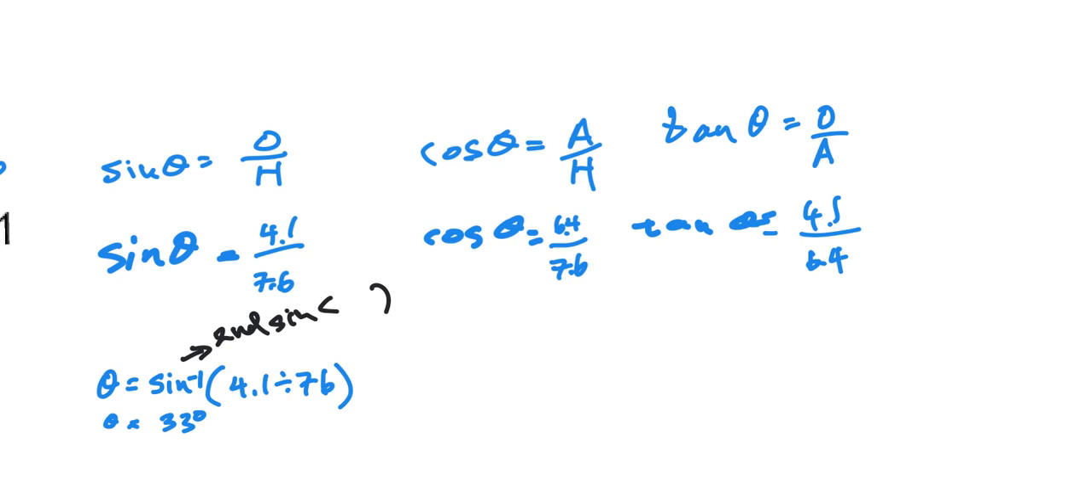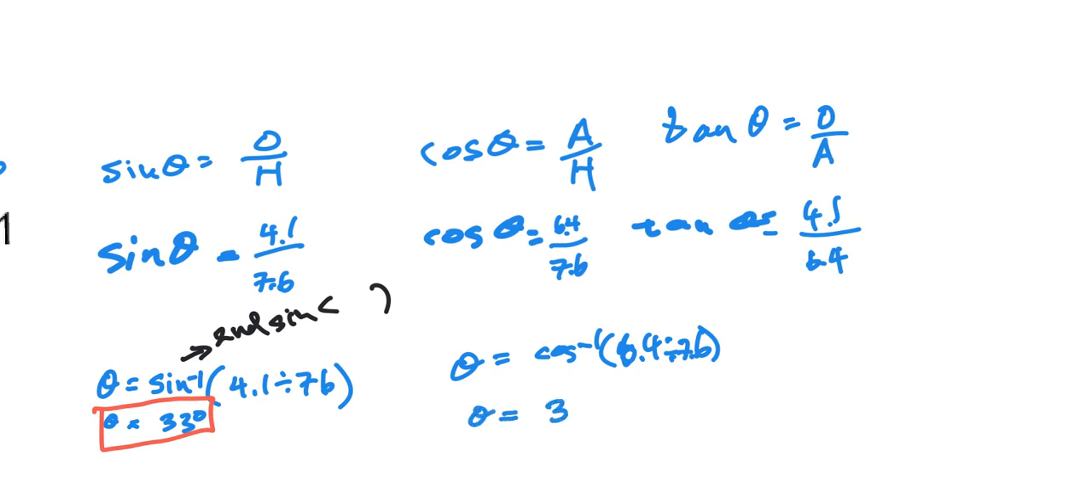We can do the same thing for cosine. So cosine of theta is equal to cosine inverse of 6.4 divided by 7.6, which gives us theta is equal to 33 degrees again when you punch that in your calculator. So remember, cosine inverse is going to be second function, not sine, but cosine. Second cosine, and then we put our stuff in a bracket. So 6.4 divided by 7.6, and you get 33.